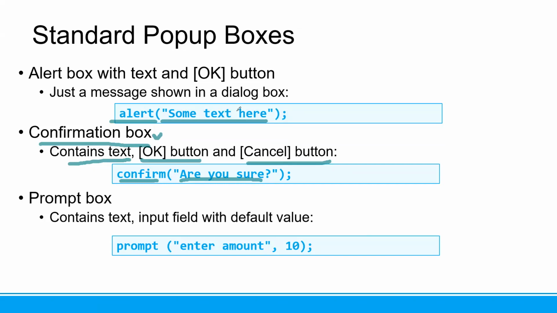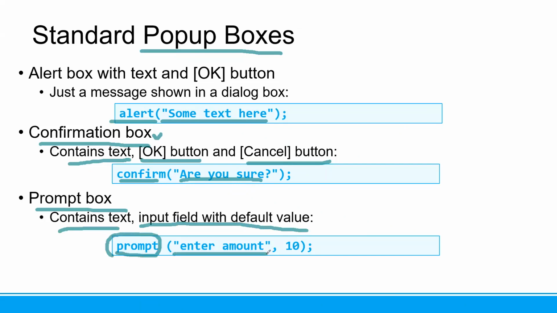And the other kind of standard pop-up box is we can use from box. The from box, it contains text and input field with the default value. For example, I use from, and I have the message what the user need to input. So enter amount. This is the default value. So if the user didn't put any value, then the default value will be 10. Okay.